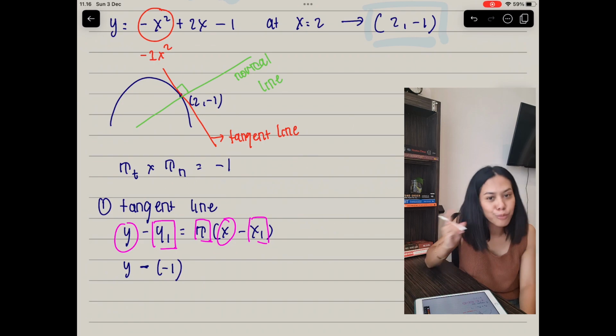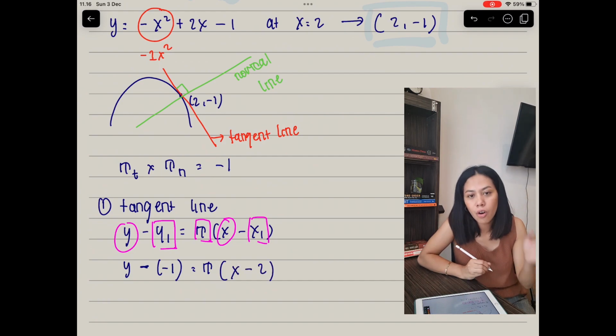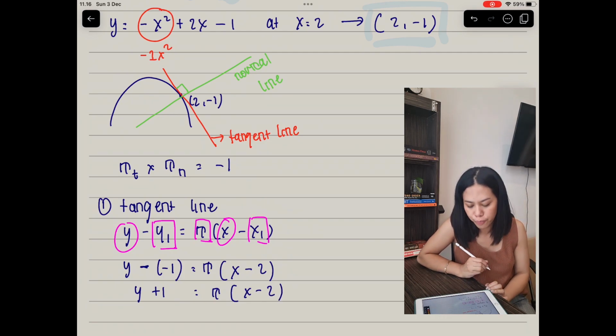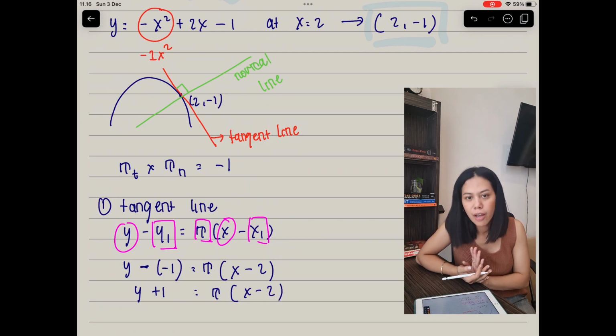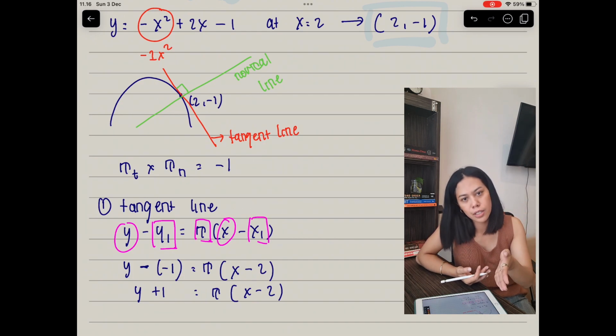And then the m, we don't know. I'm just going to leave it as an m for now, okay? And then x minus 2, because the coordinate that we're looking at is 2 comma negative 1. So that's what we have. So it's going to be y plus 1 equals m, and then inside the bracket, x minus 2. Now, yes, we have to find the m. Okay, the m is the slope, or the gradient.